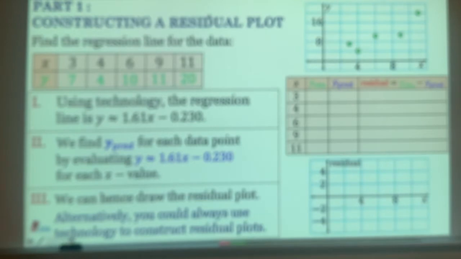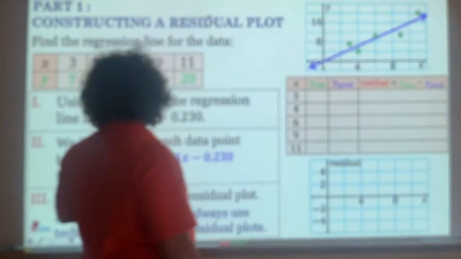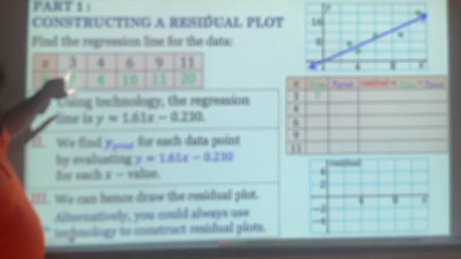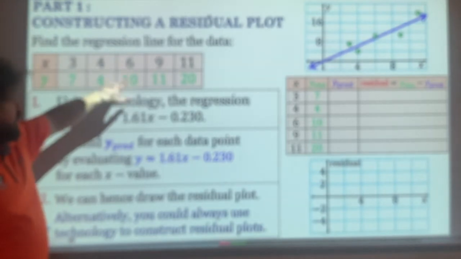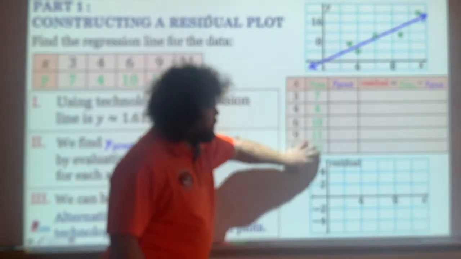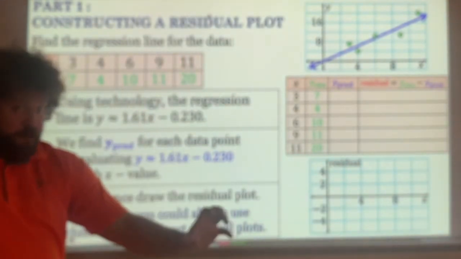So what I'm going to do here is find the y predicted for each data point by evaluating this for each x value. So what does that mean? Well, my observed values, so this right here is this line, okay? My observed values are, when x is 3, you got 7, 4, 10, 11, 20. So those are observed. Those are the ones that are given in my table.